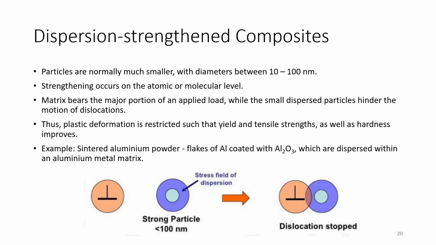Examples include sintered aluminum powder. In this case, flakes of aluminum coated with alumina are dispersed within an aluminum metal matrix. And here also you can see the dislocation movement is hindered because of the stress field of the dispersion particles. These particles are strong and their size is lesser than 100 nanometer.